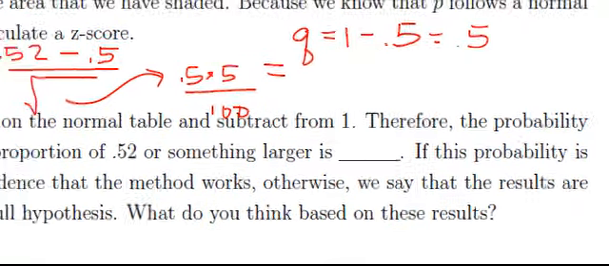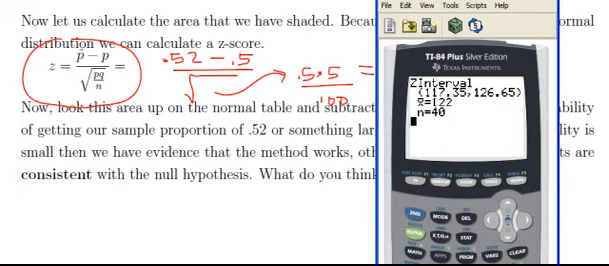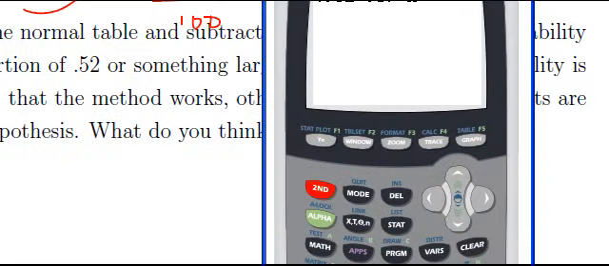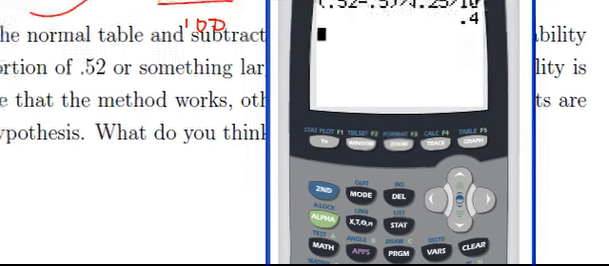And let me just do that on the calculator. So I have 0.52 minus 0.5 divided by, let's see, square root of 0.25 divided by 100. And that gives me a value of 0.4.